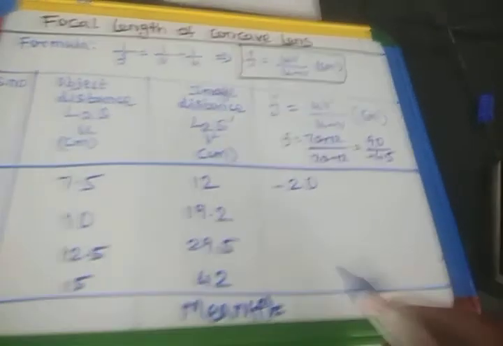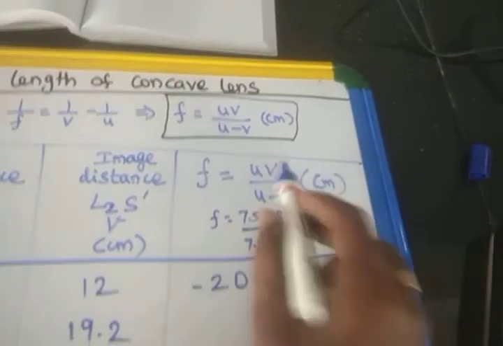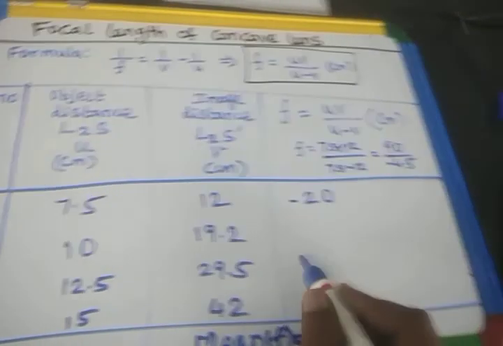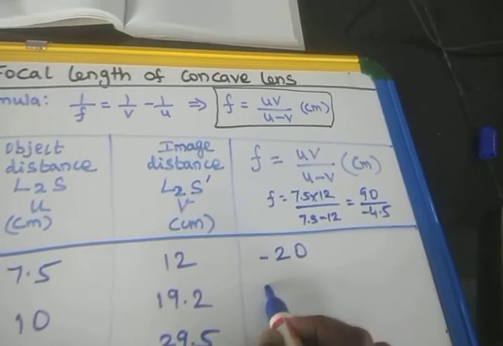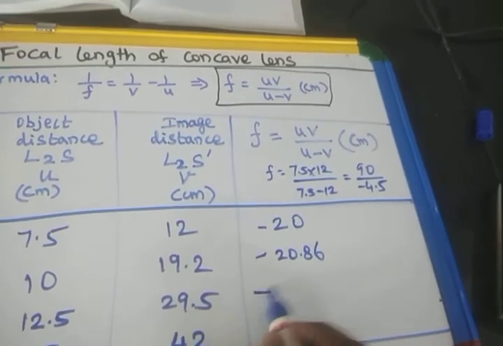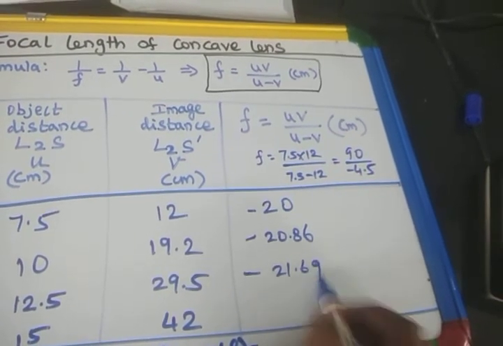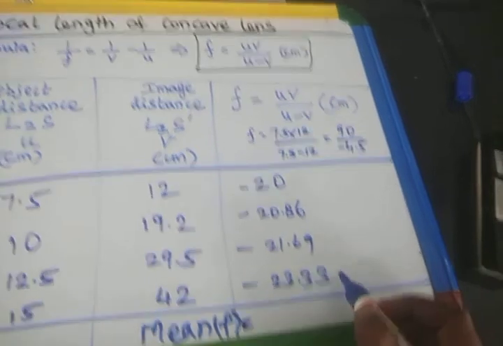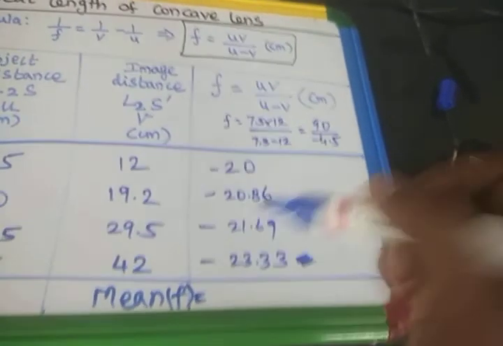So leave it. By using U and V, with a calculation similar to this one, we get the focal length of this lens as around 20.86. This will be minus 21.69. Then this will be 23.33. So it is a higher value. I hope this is a very big error. Even so, that is why we are taking the average value.